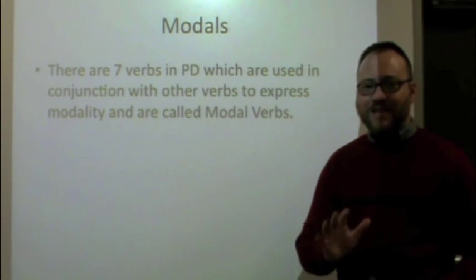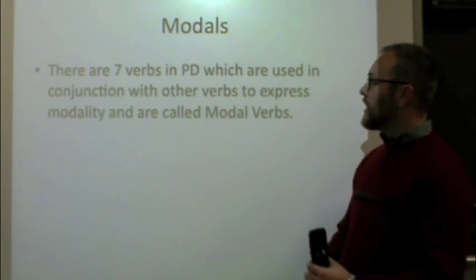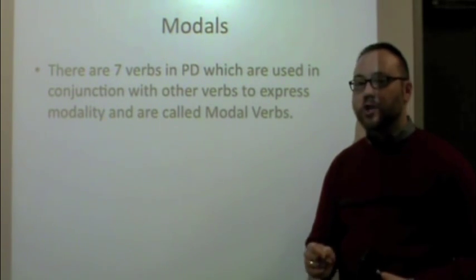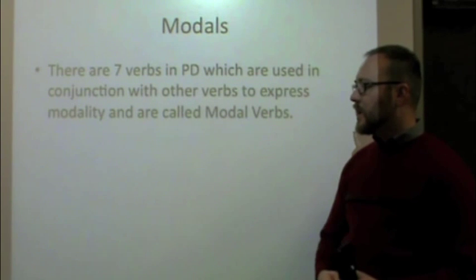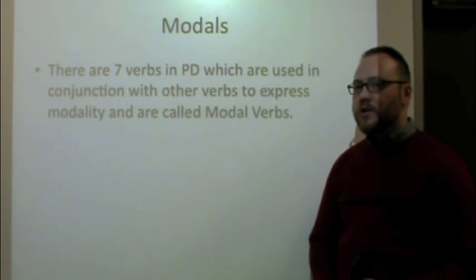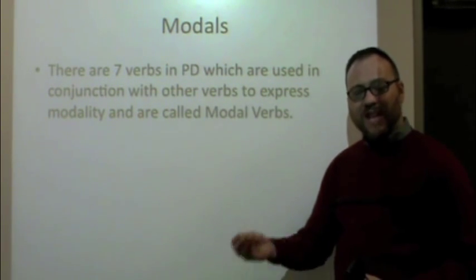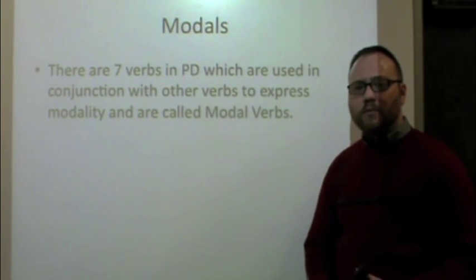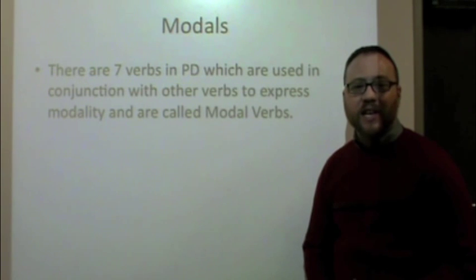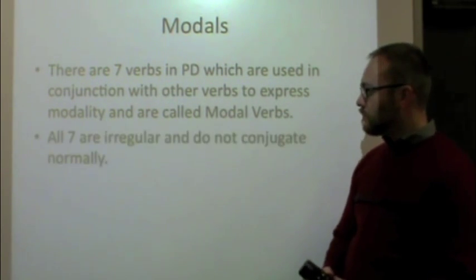So, there are 7 modal verbs, or call them verbs for now, in Pennsylvania Dutch, which are used in conjunction with other verbs to express modality, and that's why they're called modal verbs. So the big thing is we have to remember that these usually don't stand alone. We use them in conjunction with another verb, and once you see the list of modals, you'll realize that we do the exact same thing in English as well. They very rarely stand alone, okay?